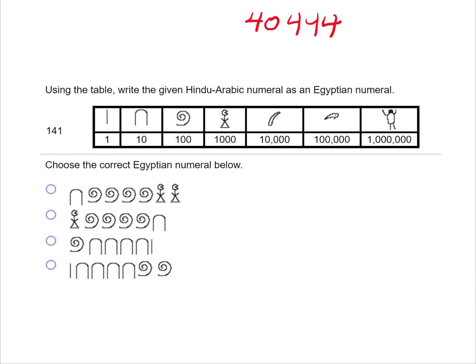Now we're going to go the other way. We're going to go from Hindu-Arabic to Egyptian. And the number is 141. So we notice that we've got a 100 first, so we're looking for a symbol here, the scroll. And if I look at my answers, the only one I see that starts with a scroll is the third one down. And let's check it and see. It's got a scroll, and then it's got 4 of this symbol here, which would give me the 40, and then a 1. So the correct answer is the third one down.